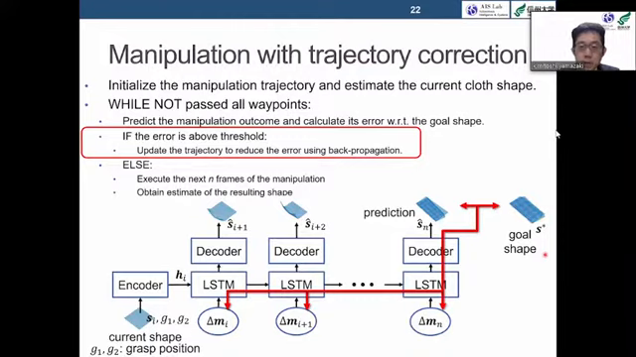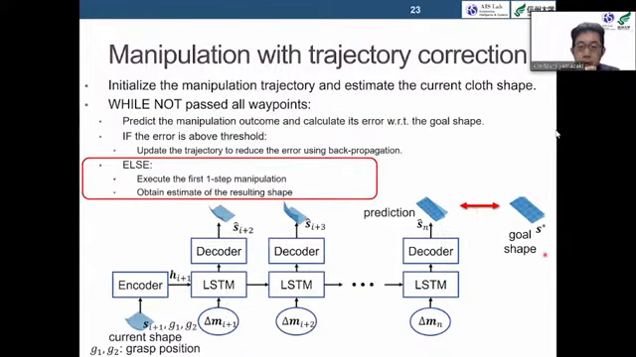If the error is above a set threshold, we trigger trajectory correction, revising the trajectory to reduce the error using back propagation through the prediction network. Alternatively, if the error is below the threshold, the robot executes the first one-step manipulation and obtains a new estimate of the resulting shape. By repeating this procedure until all waypoints of the trajectory are processed, we get a trajectory that folds the target object into the goal shape.